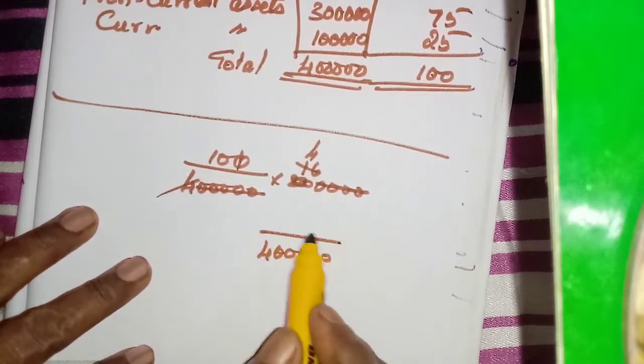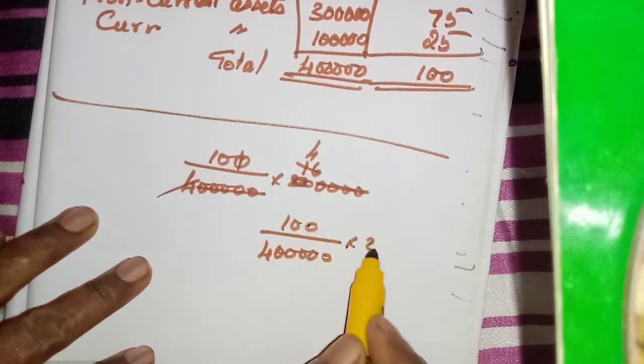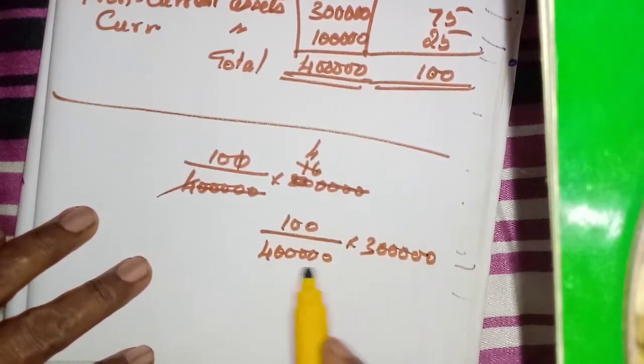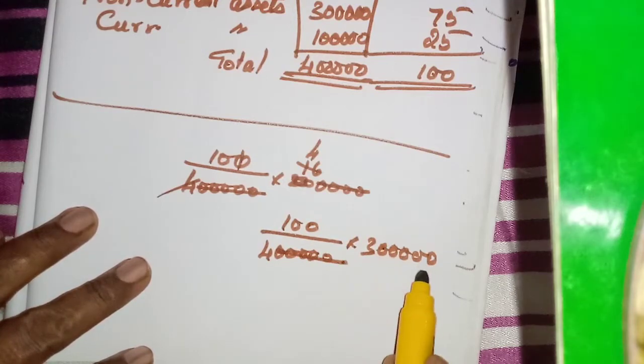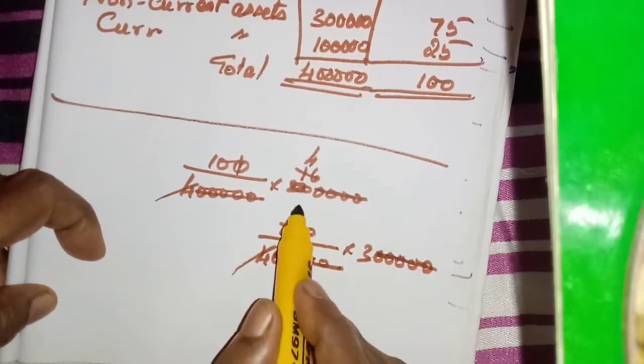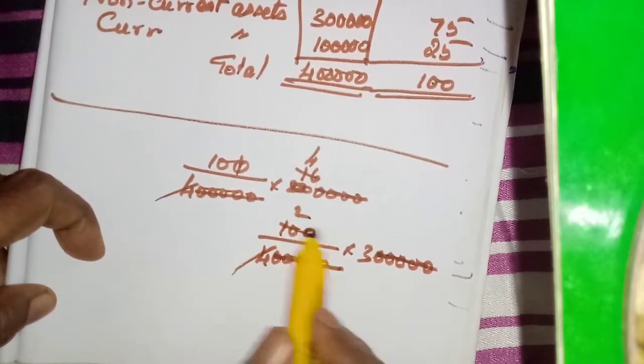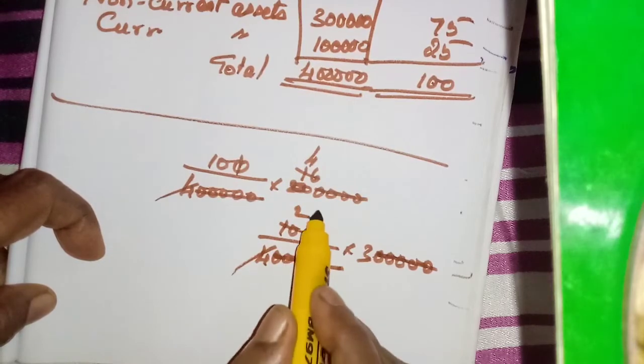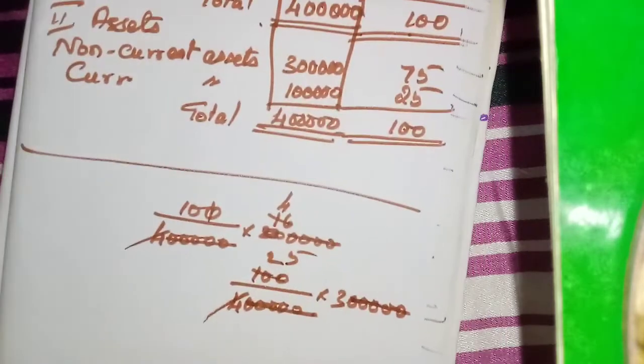For 4 lakh 100, then for 3 lakh we will get the same amount: 25, isn't it? Then 4 2s are 8, balance 2. 25 into 3 is 75. Okay, so we will get that amount.